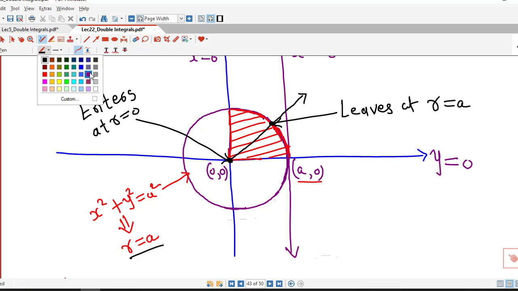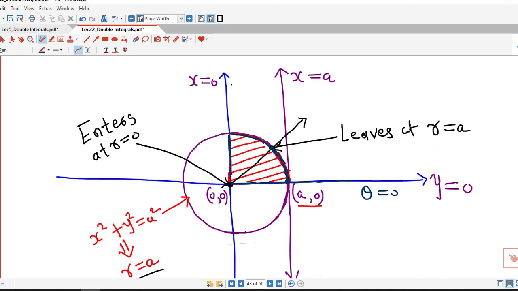Now we determine the smallest and largest possible values of theta. So we start from this point. At this point the value of theta is 0 and we have to go up to this point. If we increase theta, then we have to go up to this point, and at this point the value of theta is pi by 2. So limits of theta are from 0 to pi by 2.